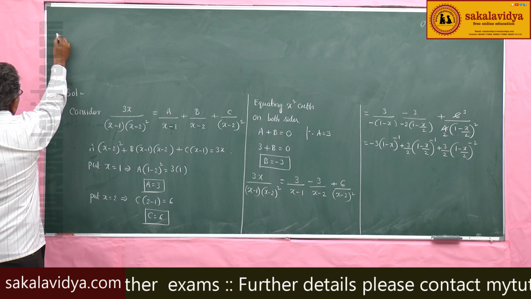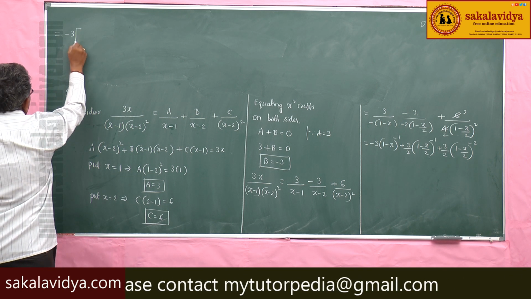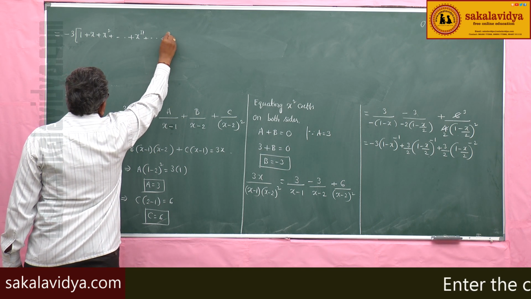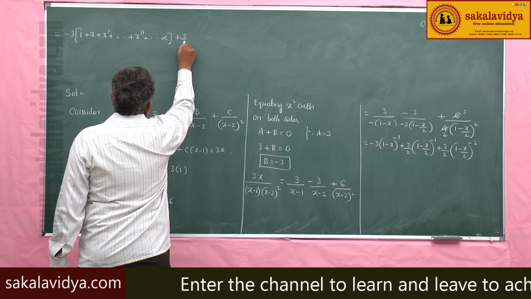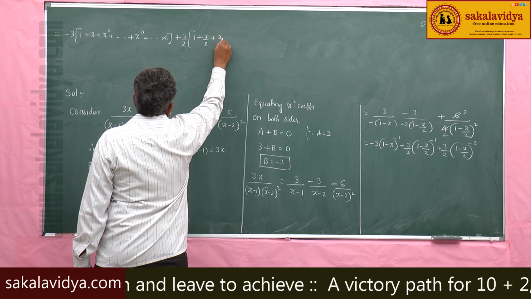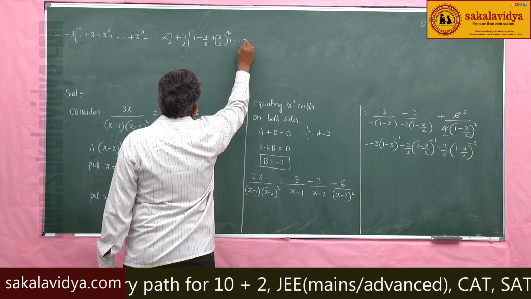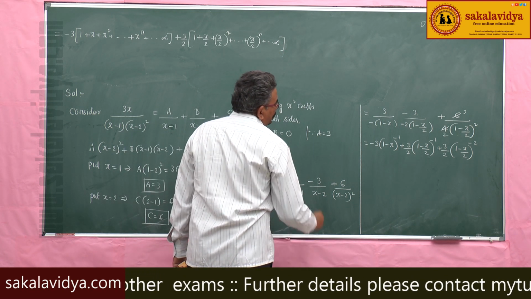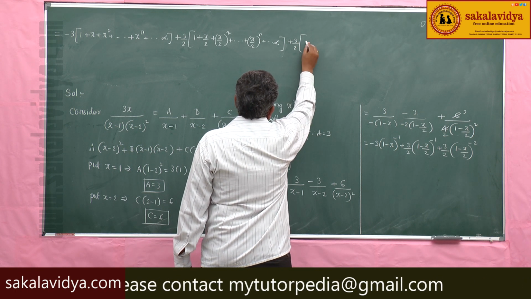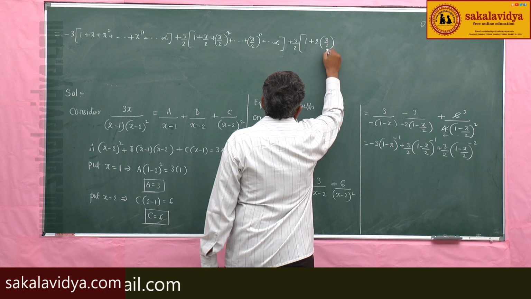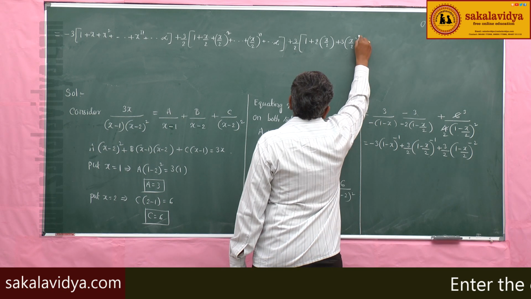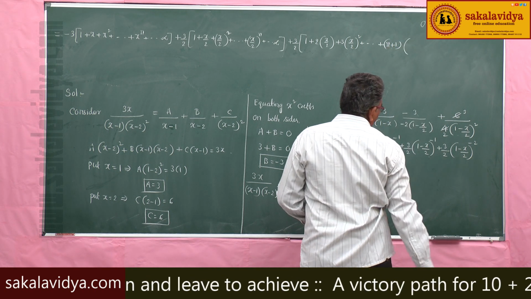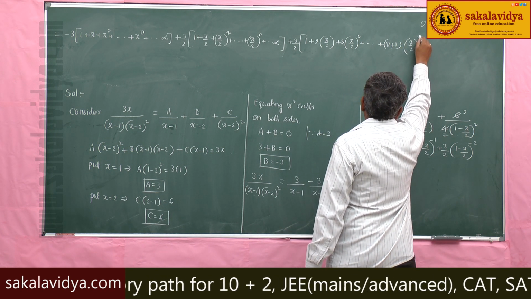So, now this is equal to minus 3 times (1 plus x plus x square plus so on, x to the power of n, so on to infinity), plus 3 by 2 into (1 plus x by 2 plus (x by 2) whole square plus so on, (x by 2) power n plus so on to infinity), and plus 3 by 2, this will be 1 plus 2 into x by 2 plus 3 into (x by 2) whole square plus so on, plus (n plus 1) into (x by 2) whole power n, to infinity.